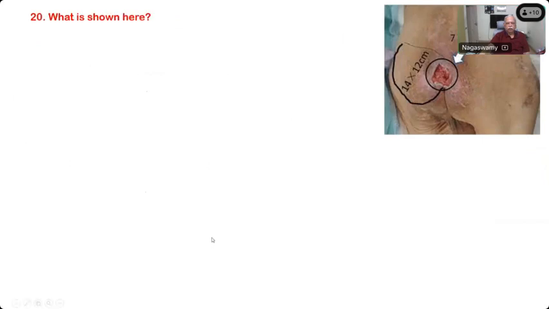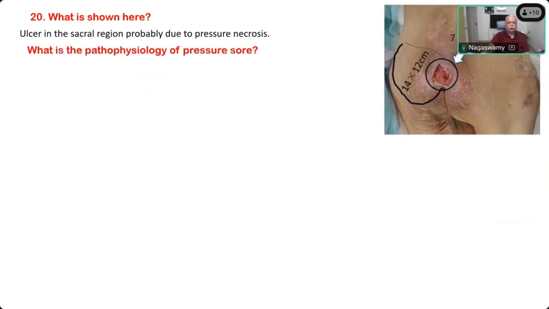So what is shown here, this is the last case scenario. Bed sores. This is an ulcer in the sacral area. So you should not straight away say bed sore. Okay, it's an ulcer in the sacral region, probably due to pressure necrosis. This is what we are saying. What is the pathophysiology of pressure sore?